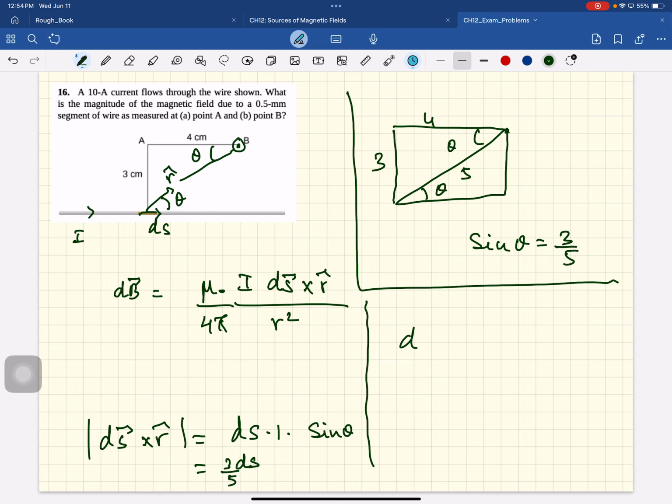So the magnitude of the field due to that small element is mu naught times I over 4 pi r square times 3/5 times ds. All right, so let me copy this, and that's 0.5 millimeters and so on.